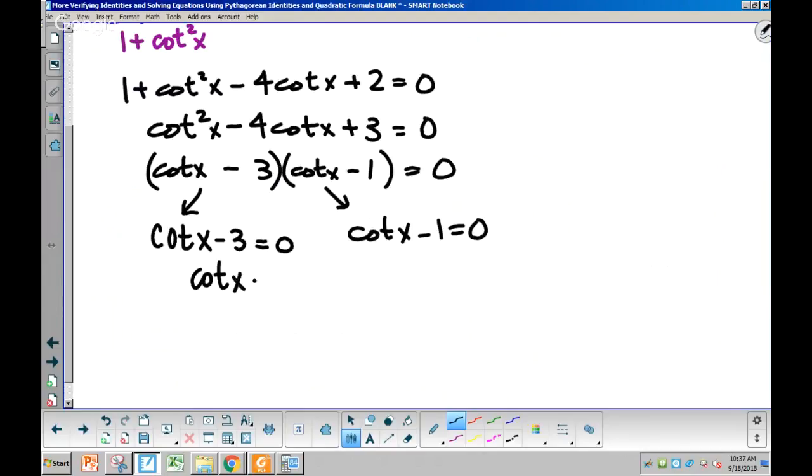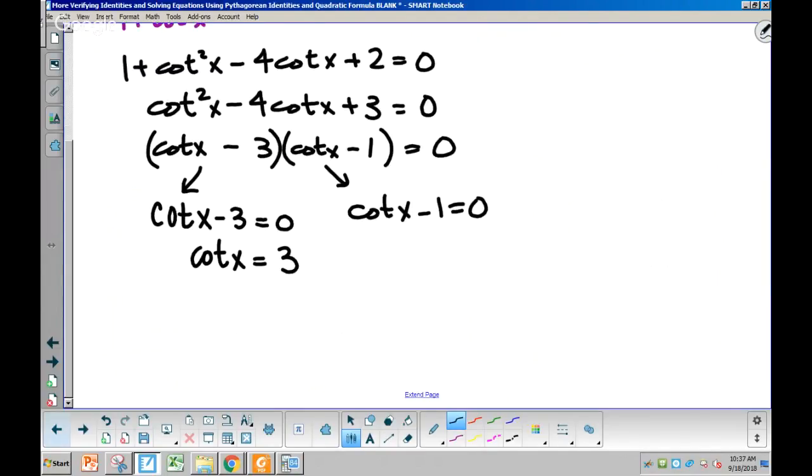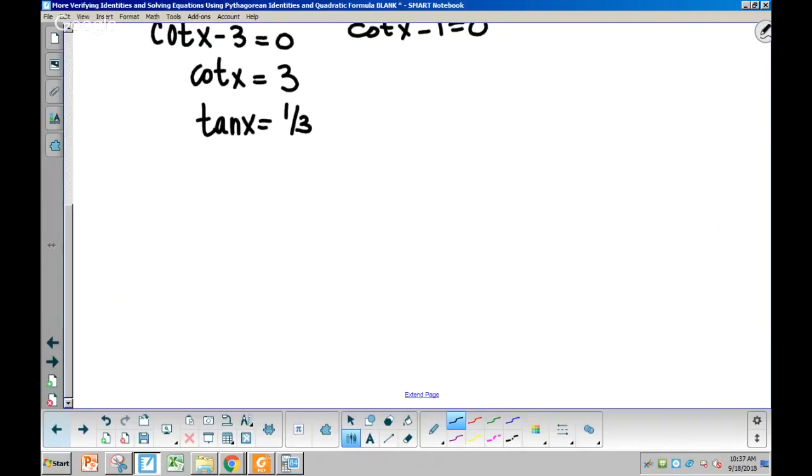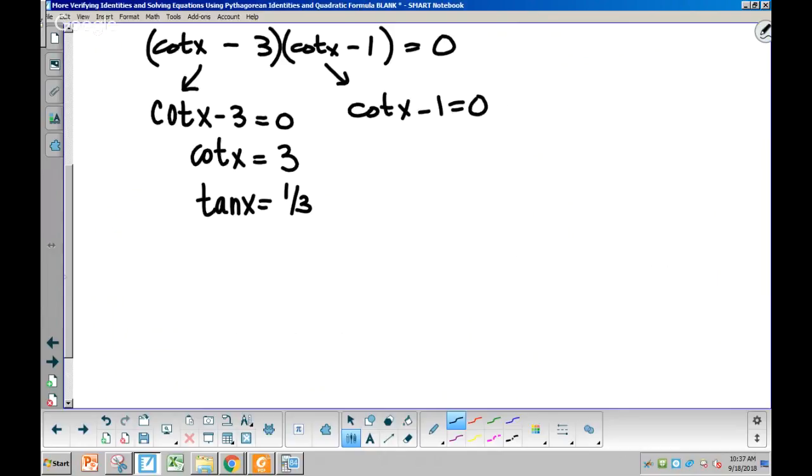We get cotangent x equals 3, but we don't have a cotangent function on our calculator, so I'm going to say that this is going to be, what's its reciprocal? So this will be tangent x equals 1/3. And then we go through the process of stating, okay, tangent is positive in what 2 quadrants? 1 and 3. So alpha is going to be inverse tangent. Don't have to worry about the sign because that's a positive number.